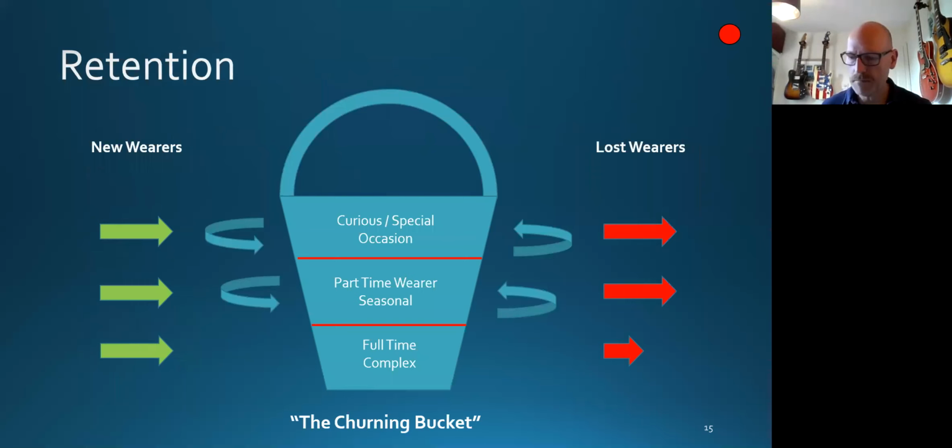So retention, we're coming back to the leaky bucket. This is my model of the leaky bucket. And as you'll see, it looks a little bit different to the first one. There's a lot more going on here because there's a lot more happening face-to-face with patients in practice than if we just look at a big market overview. So as you can see, we've still got new wearers coming in from the left of the screen, and lost wearers heading out in red on the right-hand side, but we're actually breaking it down, and we've got some churning arrows as well. I call this the churning bucket.